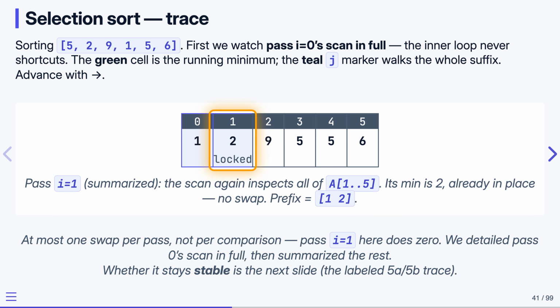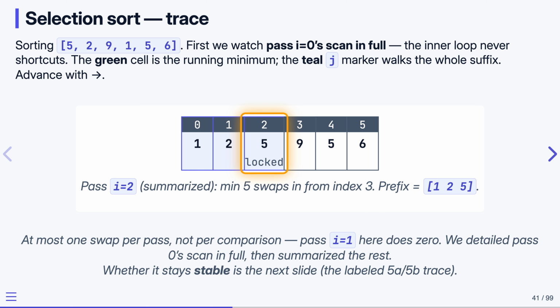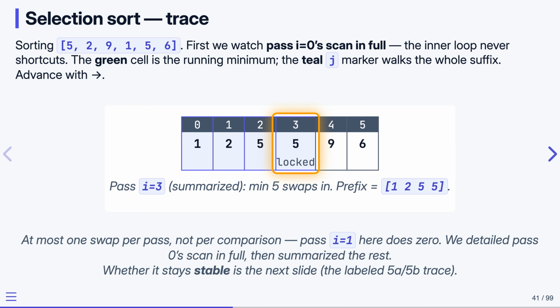Pass 1 summarized. The scan again looks at all the rest and finds 2 already in place, so there is no swap. The sorted prefix grows to 1, 2. Pass 2. The smallest of the rest is 5. It swaps into index 2 and locks. The sorted prefix is 1, 2, 5. Pass 3. The smallest of the rest is the other 5. It swaps in and locks. The sorted prefix is 1, 2, 5, 5.